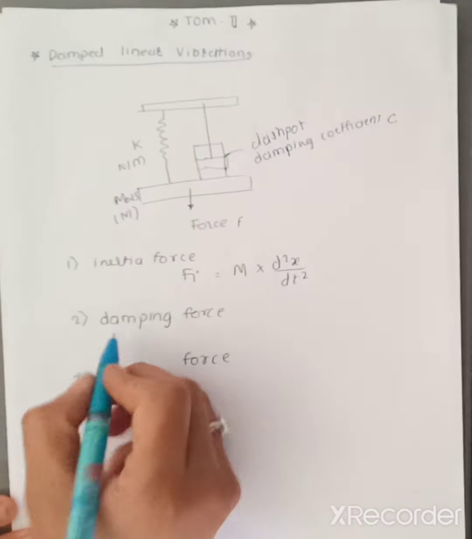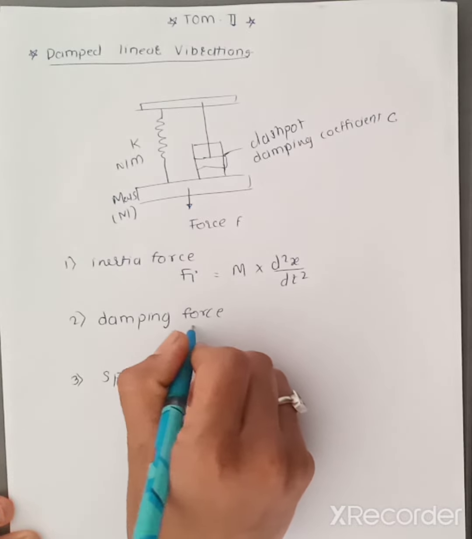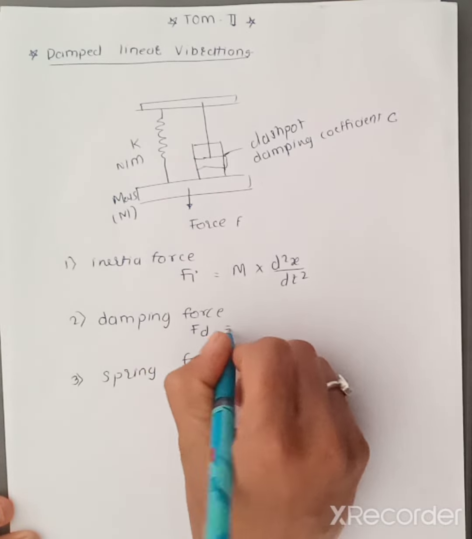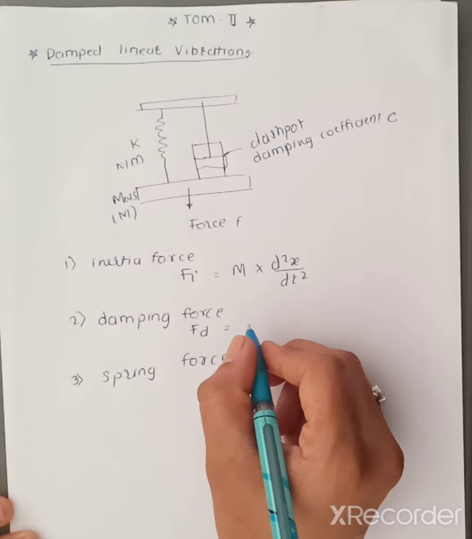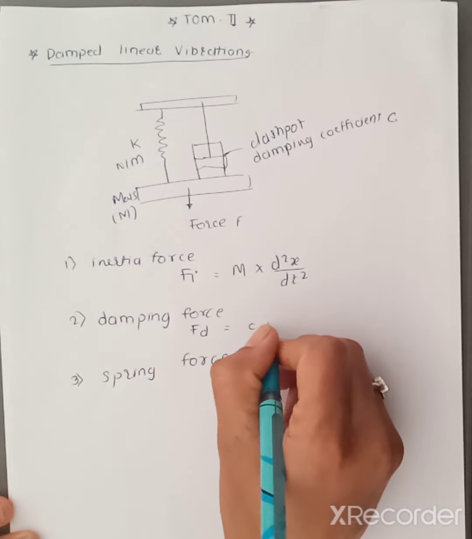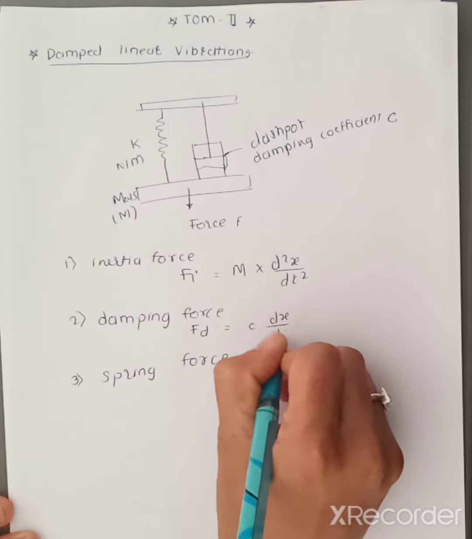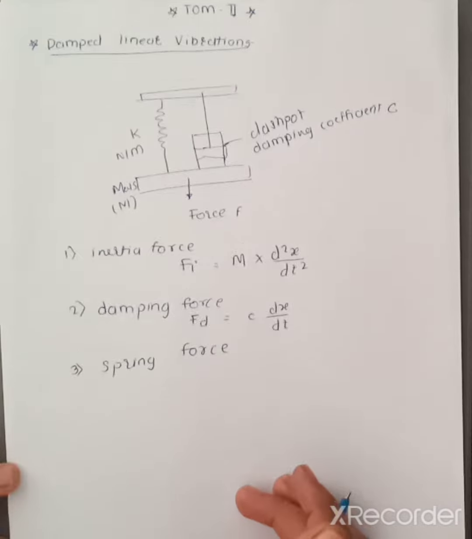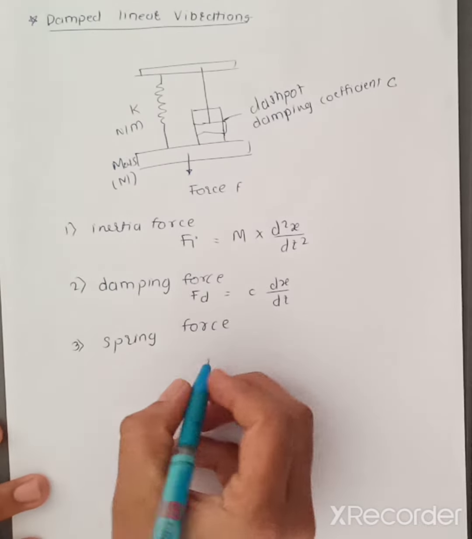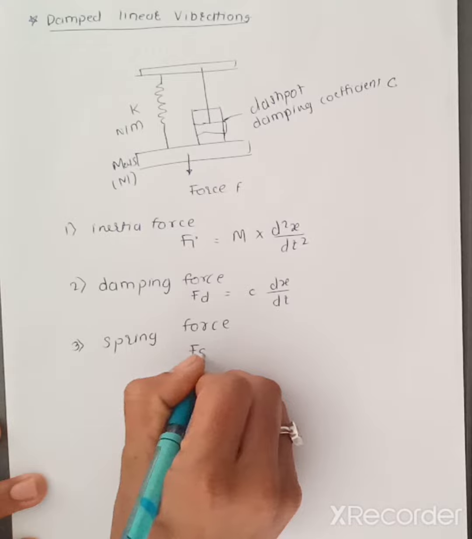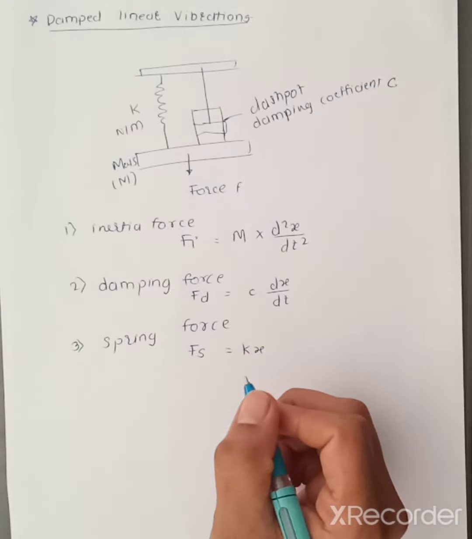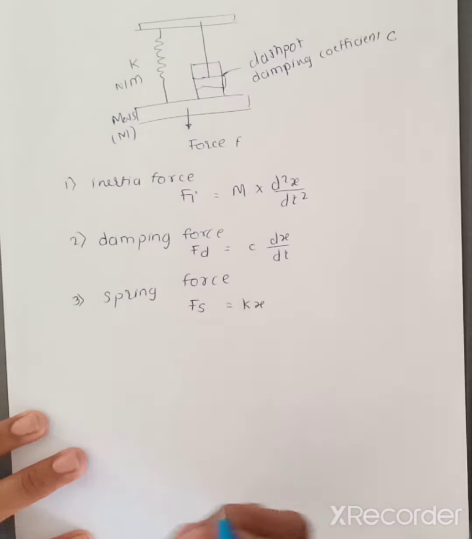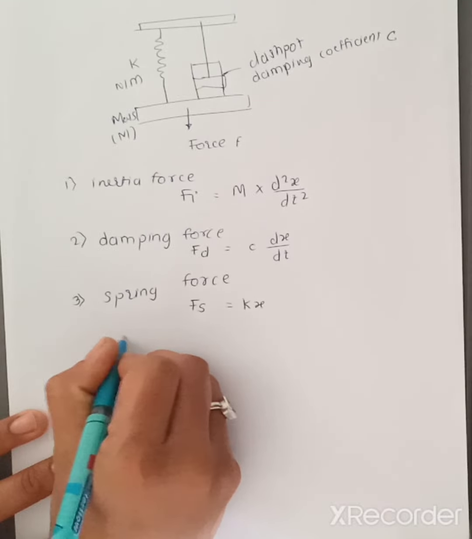And we will again find the damping force. Let us take the damping force as Fd. What is Fd? Constant into velocity. The damping coefficient here is C, and velocity is dx upon dt, the differentiation of x with respect to t. We will take the spring force as Fs, and it will be Kx. What is K here? It is nothing but spring stiffness.